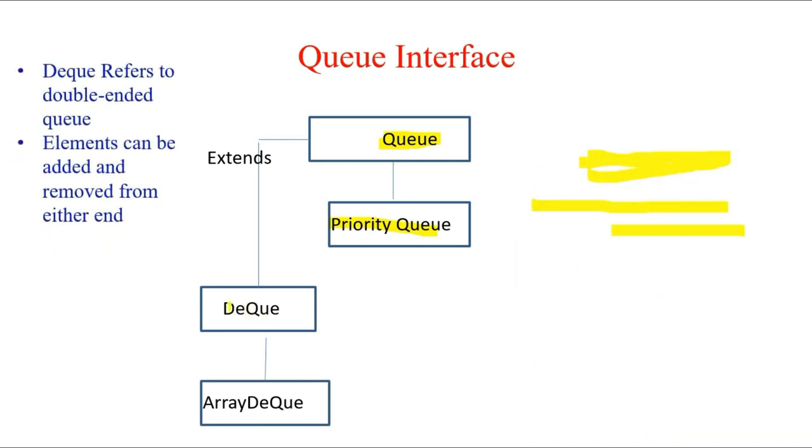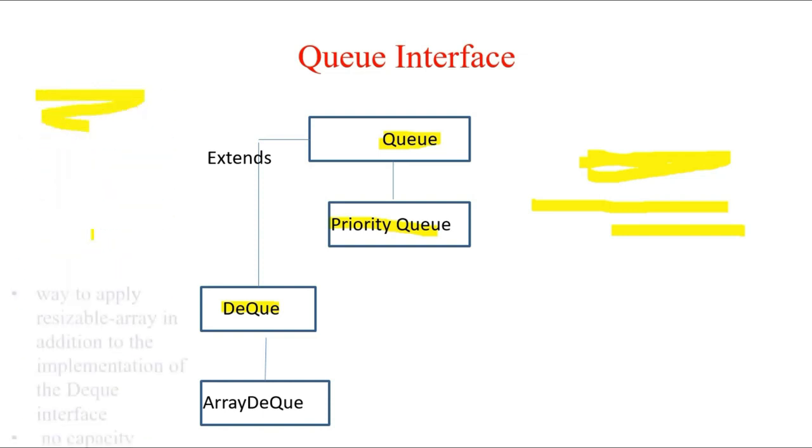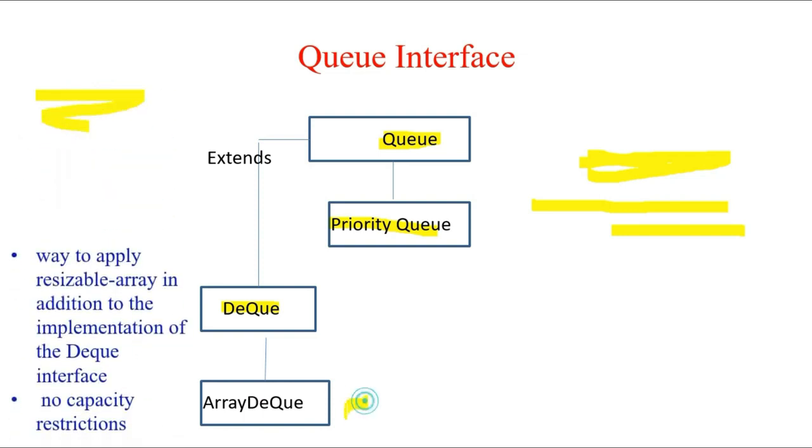Another interface which extends this queue interface is Deque. So it's nothing but a doubly ended queue. That means elements can be added and removed from either end, either from the rear or from the front. Now this was about the interface, but what about the class which is implementing this interface? It is ArrayDeque. So this is nothing but a way to apply a resizable array in addition to the implementation of the Deque interface. So not only it is a doubly ended queue, but it is a resizable array implementation, and hence it has no capacity restriction. You can add as many elements as you want to add in this particular ArrayDeque. So that was all about the queue interface.